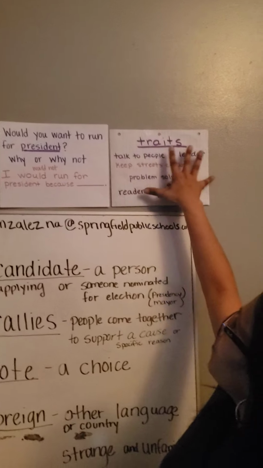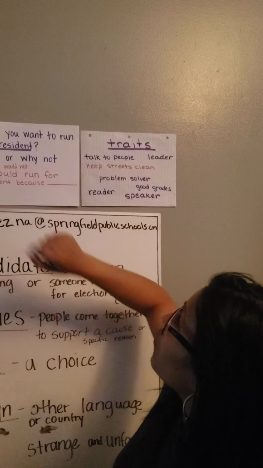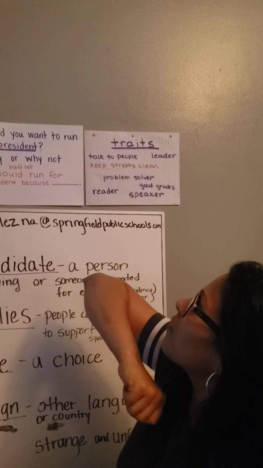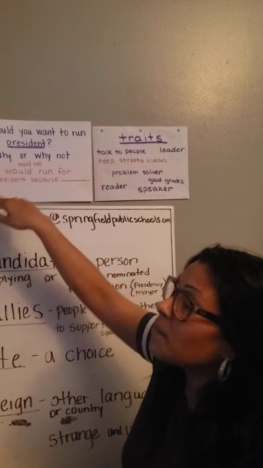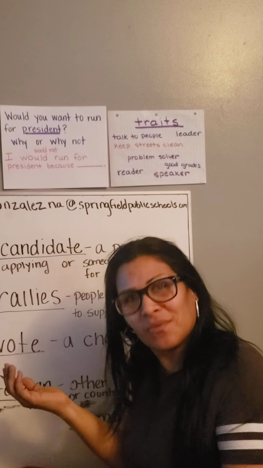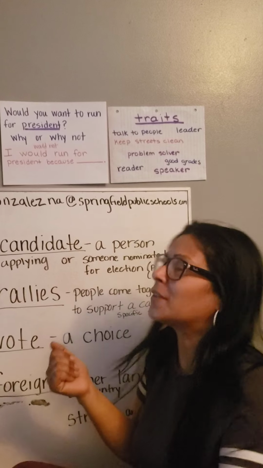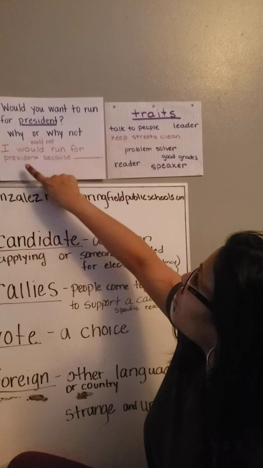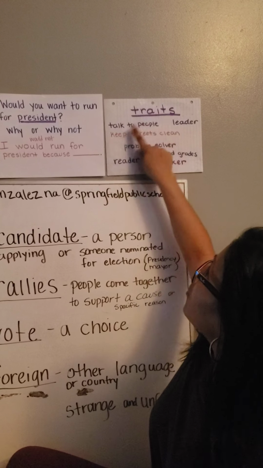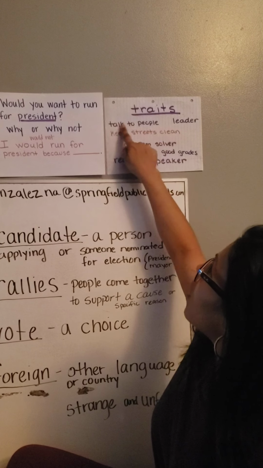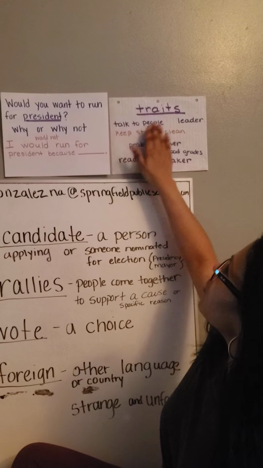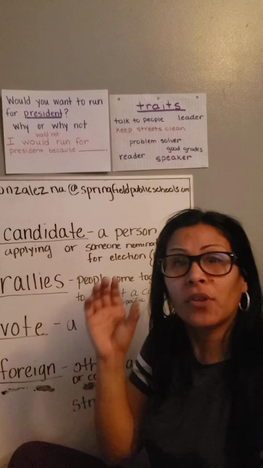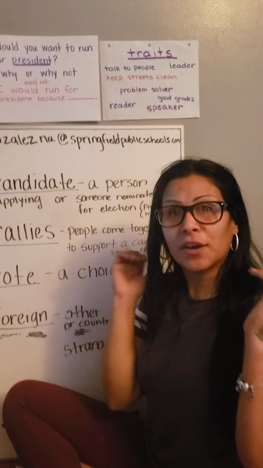So these are some reasons why you would want or would not want to run for president. But I would prefer that you would run for president. So we have talk to people. So I would run for president because I like to talk to people or I enjoy talking to people. So remember, these are some ideas. You might need a couple more words to make the sentence complete.